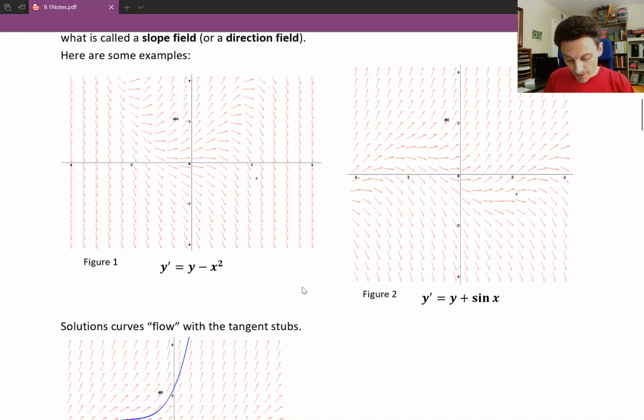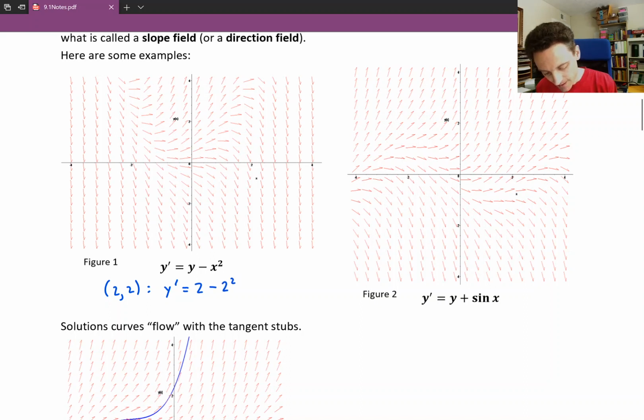Now, suppose we just take a point, and I know it's hard to read the scales here. I'll have to update these graphs at some point. Let's take a point like 2, 2. If we plug that in, we have y prime equals, and then if we plug in 2 for y and 2 for x, we get negative 2. So what this is saying is that the slope of the tangent line of the curve that goes through the point 2, 2 is negative 2.